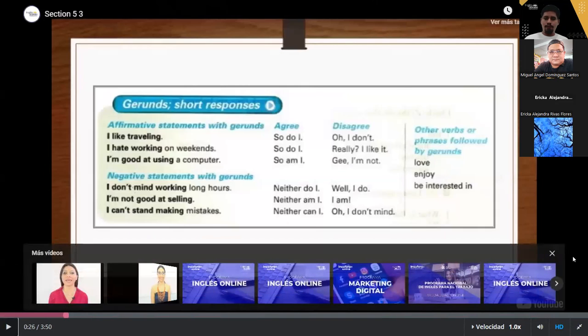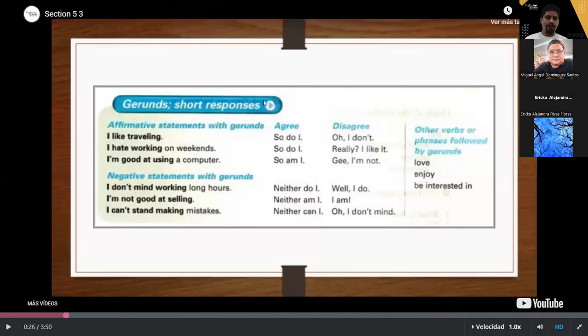Okay, I want to stop here because I want to explain some things related to this part. During the topic gerunds, you already know what a gerund is. Just to review the topic, and well, you review it there in the video, a gerund is just a verb with the ing form. It's used as a noun in a sentence.